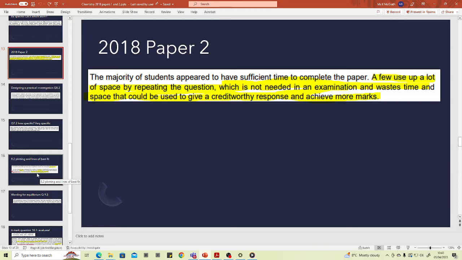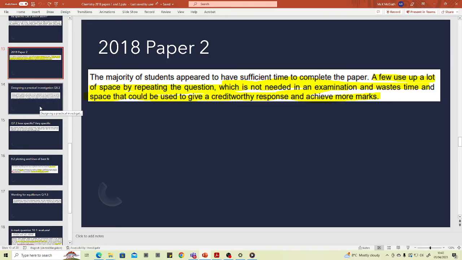Okay, so first of all, a very general point. A few candidates are using up a lot of space by repeating the question, which is not needed in an examination, and wastes time and space. So this is a classic paper 2 problem, isn't it? You say a load of stuff and you haven't actually gained any marks. We'll have a look at that in the life cycle analysis question in a minute as well.